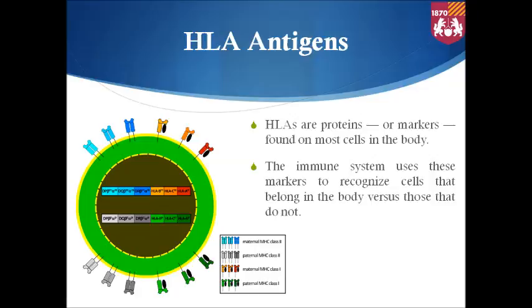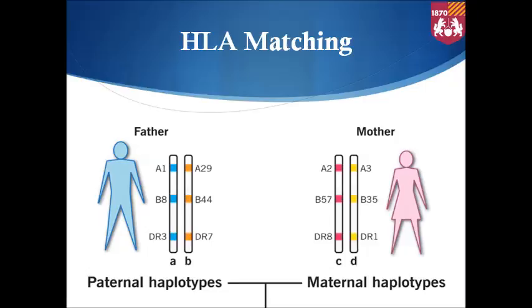So if the immune system recognizes something as foreign, it typically attacks that and destroys it. And this is the importance of the HLA antigens, and they play an important role in the transplant process. We inherit our HLA antigens from the mother and the father. We get half of our antigens from the mother and half of them from the father.